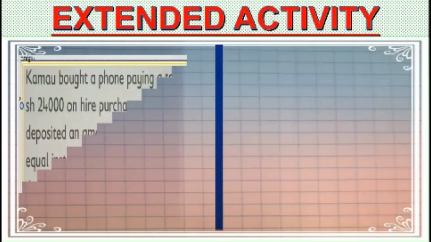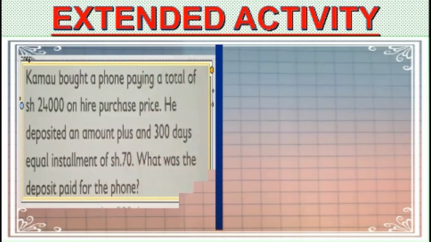Let me see the question. Yeah, the question is here. Kamau bought a phone paying a total of 24,000 shillings on hire purchase price. He deposited an amount plus 300 days equal installments of 70 shillings. What was the deposit paid for the phone? This is the same question we have just done, and I've just changed here and there to make sure you get it.